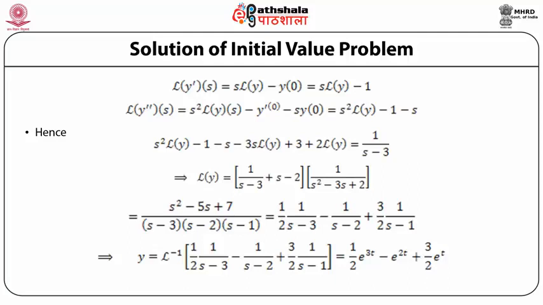Thus, on taking the inverse Laplace transform, we obtain the solution y is equal to inverse Laplace transform of 1 by 2 into 1 by s minus 3 minus 1 by s minus 2 plus 3 by 2 into 1 by s minus 1. This is equal to 1 by 2 e raised to power 3t minus e raised to power 2t plus 3 by 2 e raised to power t.